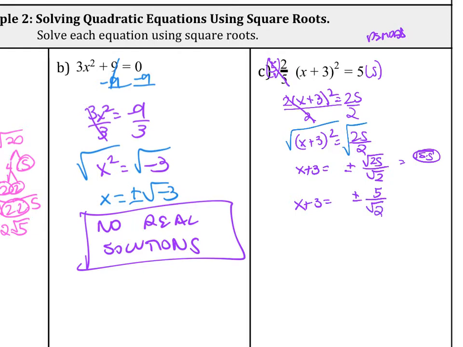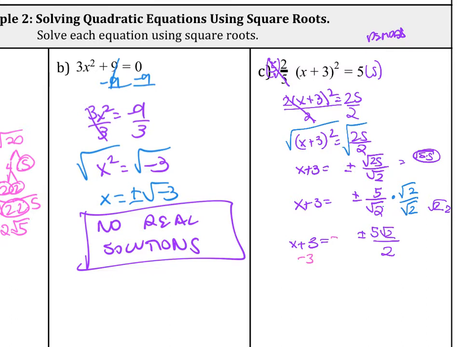Now, if you remember from the 3.0 homework, we need to rationalize the denominator. In order to get rid of that square root in the denominator, we multiply the top and the bottom, numerator and denominator, by square root of 2, whatever that denominator is. So when we do that, now the top will become 5 times square root of 2, and then think about square root of 2 times square root of 2. That is just a regular 2. And we still have this x plus 3 equals plus or minus 5 root 2 over 2.